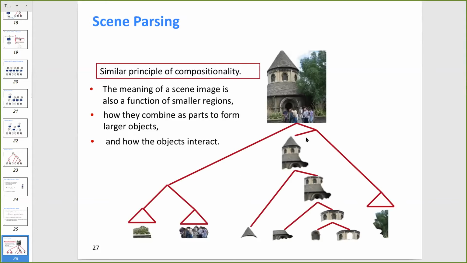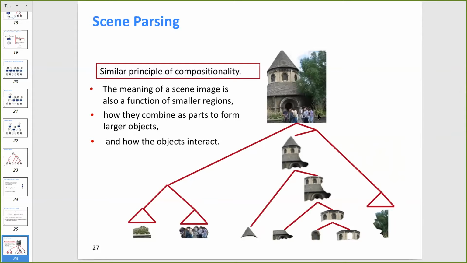Yeah, so a similar thing happens with scene parsing as well. It's called the principle of compositionality. The meaning of this image is nothing but a function of the meaning of the smaller regions or the smaller components that we can see in this image. So there are two things here. One is making sense of smaller parts in the image. That is, we have people here, we have a tree, and then we have some structure here. And we should also know how to correctly put things together.